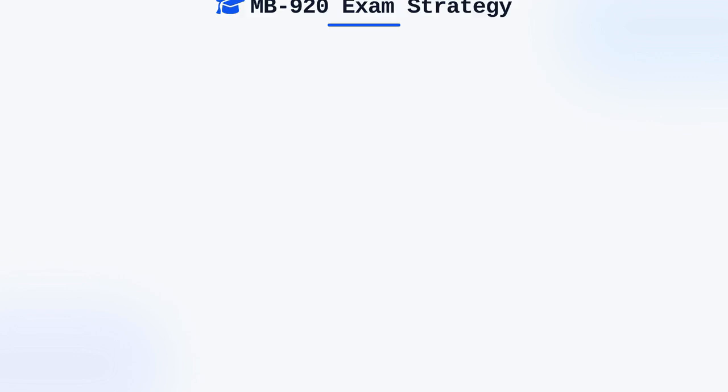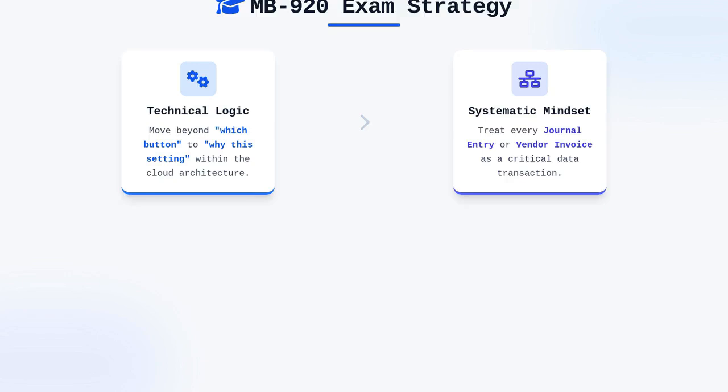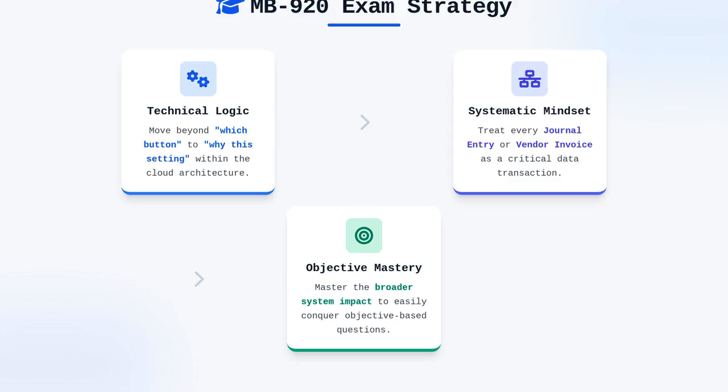The MB-920 exam tests your knowledge of how these modules interact within a cloud infrastructure, so we emphasize the technical logic behind each configuration. You need to understand not just how a button works, but why that specific setting exists within the larger architectural context of the software. I suggest that you adopt a systematic mindset, viewing each process, like a journal entry or a vendor invoice, as a data transaction that influences the broader system. By maintaining this perspective throughout the course, you will find it significantly easier to answer the objective-based questions that the exam will present.